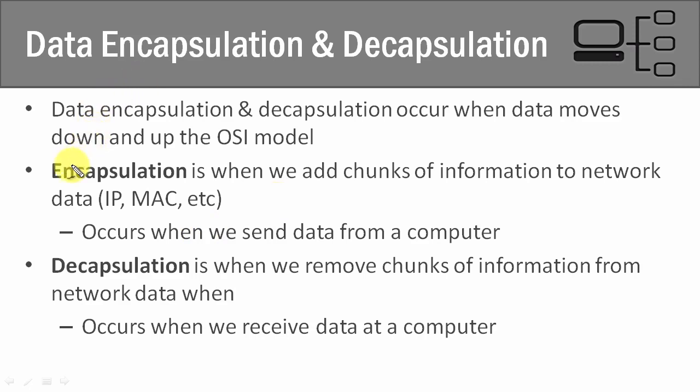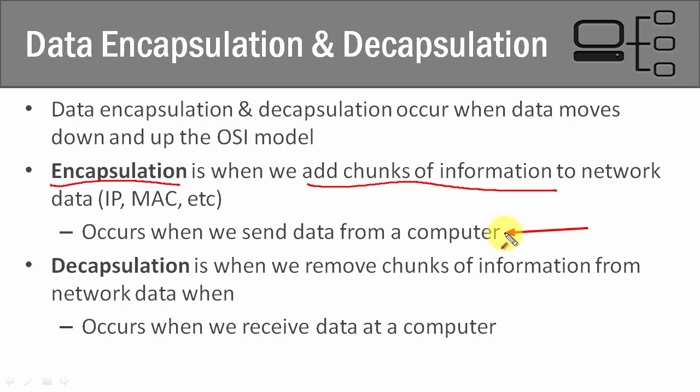Well, when we're talking about encapsulation, we're talking about when we add chunks of information to our data. So what am I talking about when we add chunks of information? Well, this occurs when we start at the very top of the OSI model and we're interacting with our computer and we're trying to send data across the network. When that data goes down the OSI stack, we're adding on additional information such as our source and our destination IP and MAC addresses, any encryption, any encoding, and setting up those sessions and all that sort of information. So what happens is that we add chunks of information and we call this encapsulation. This occurs when we send data from our computer.